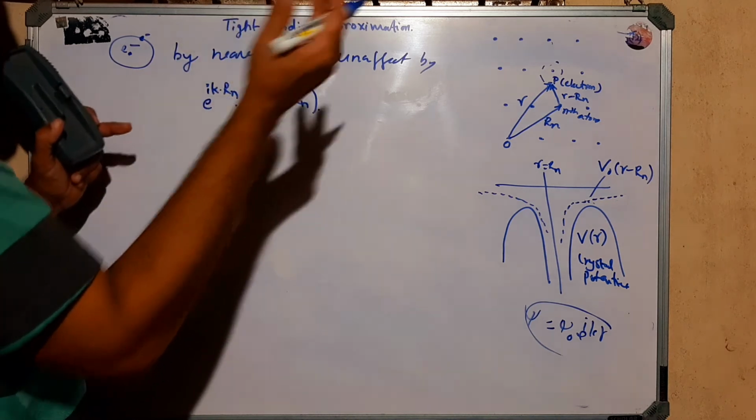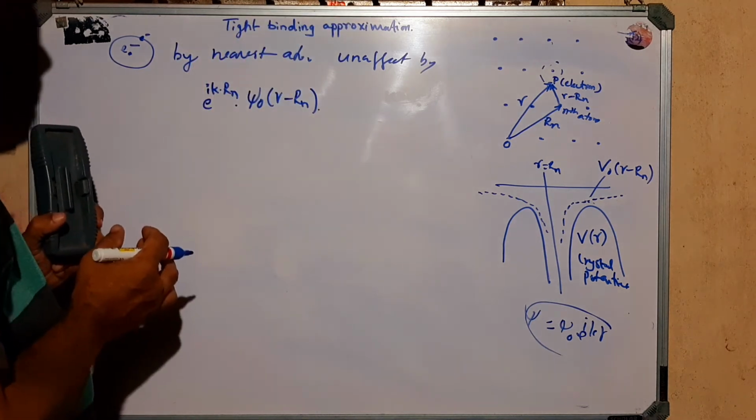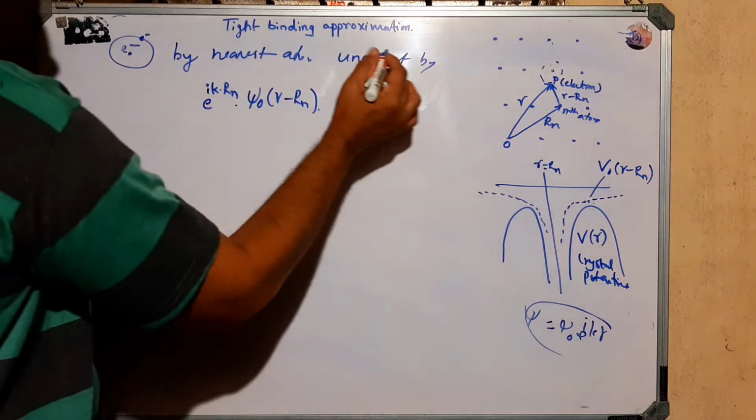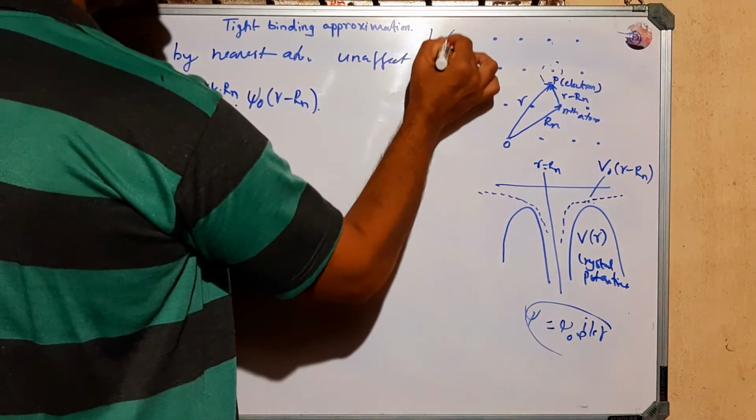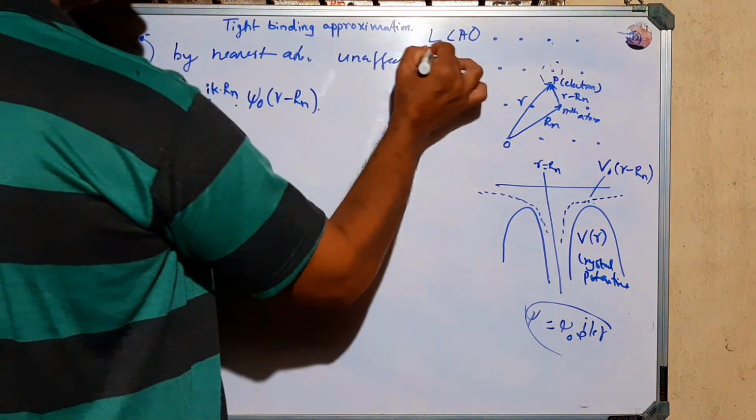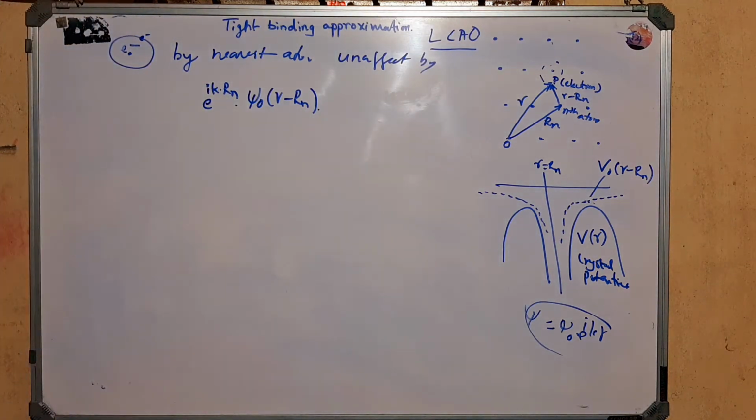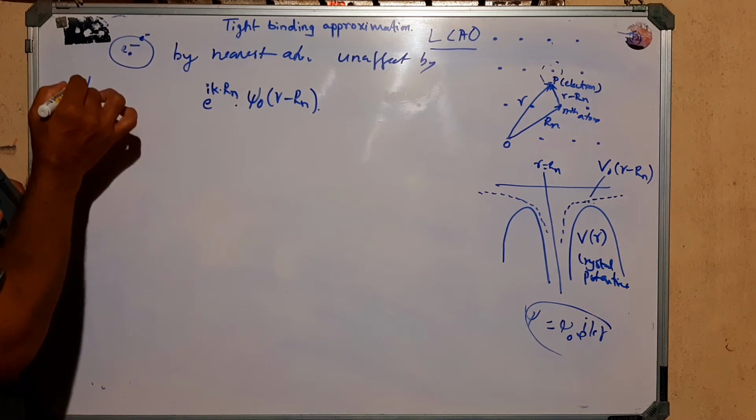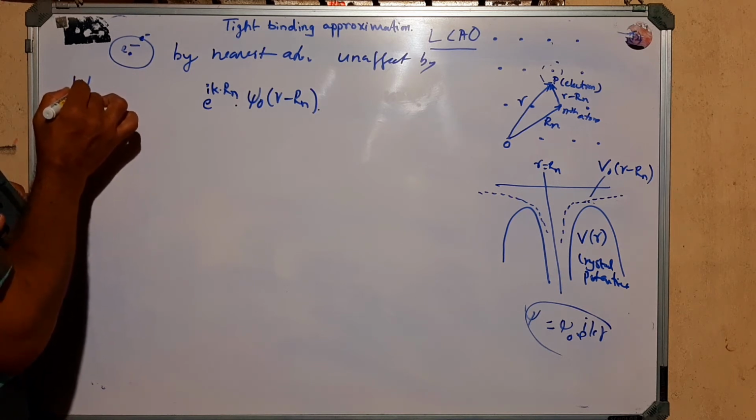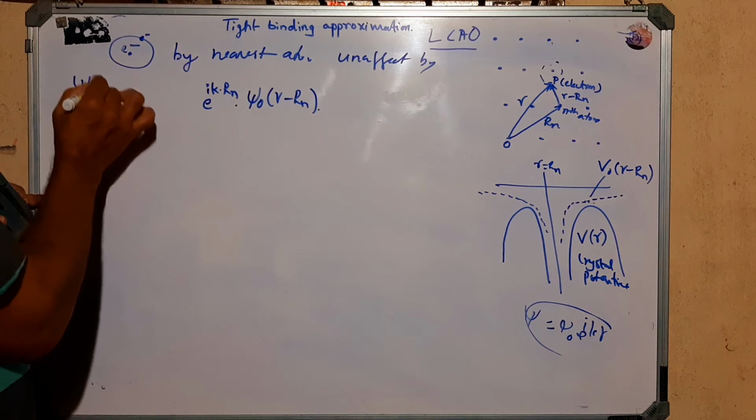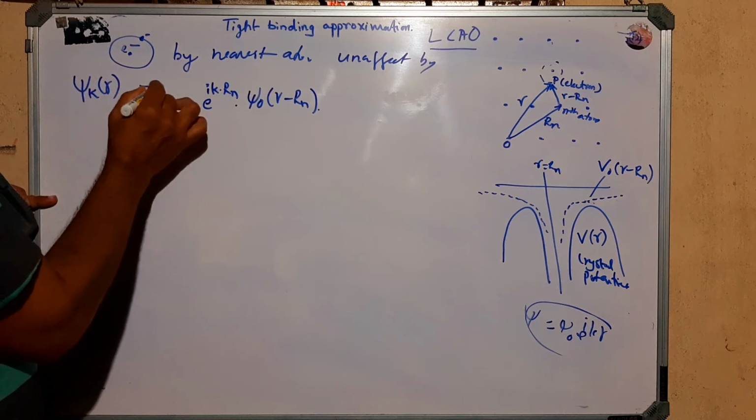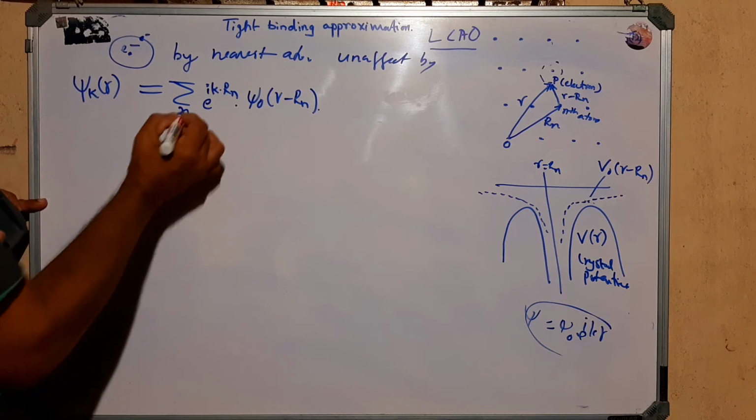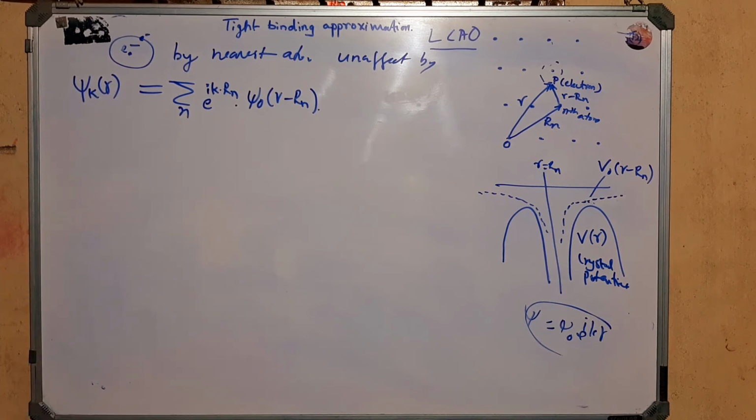If you consider n such electrons, what should be the wave function? That is what I considered, linear combination of atomic orbitals, right? LCAO. So if you use that one, I can write the crystal wave function xi k of R is equal to sigma, summation of all that.